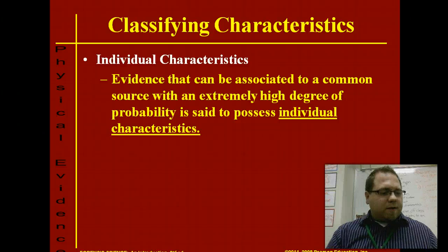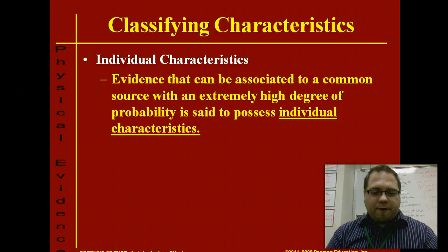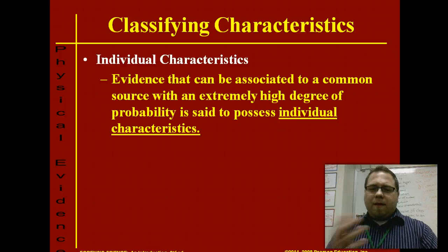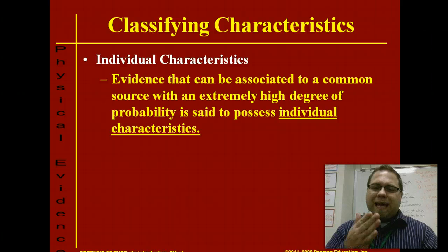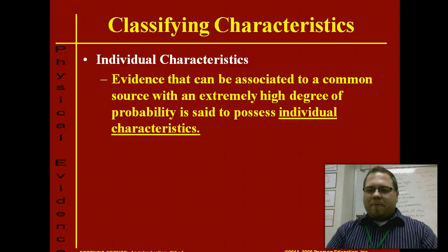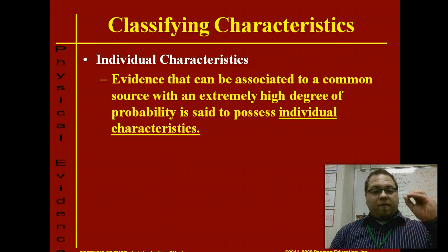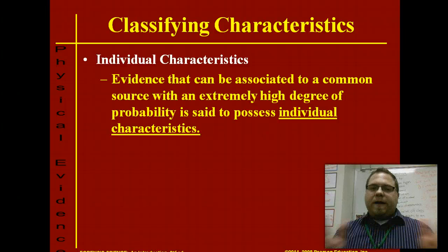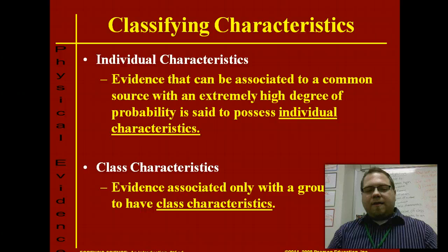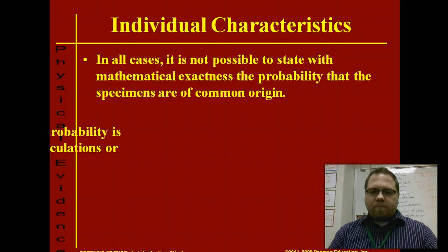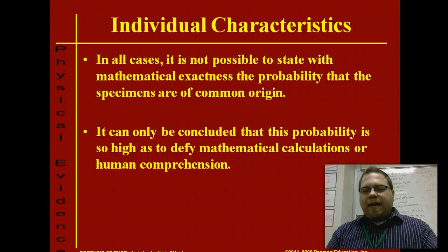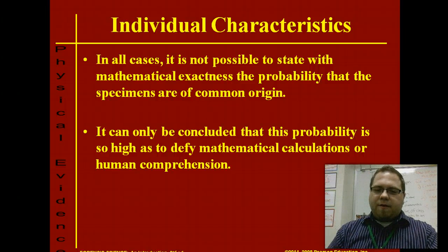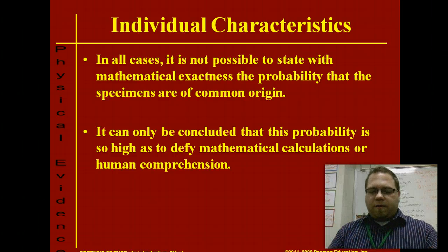We've talked about individual characteristics and class characteristics a bunch, so we'll spend a little bit of time here. Individual characteristics: evidence that can be associated to a common source with an extremely high degree of probability is individual. Now remember, it says high degree of probability, so it's not that something is for sure individual and for sure class. There's a spectrum, depending on the probability. Class can only be for sure associated with a group, not an individual person or thing. So we can't use exact math to conclude the probability, and that's something you need to know. But with some things you can determine whether or not they're more probable.